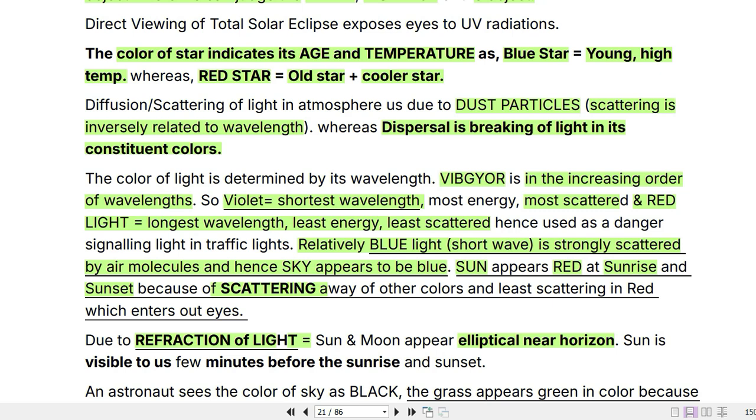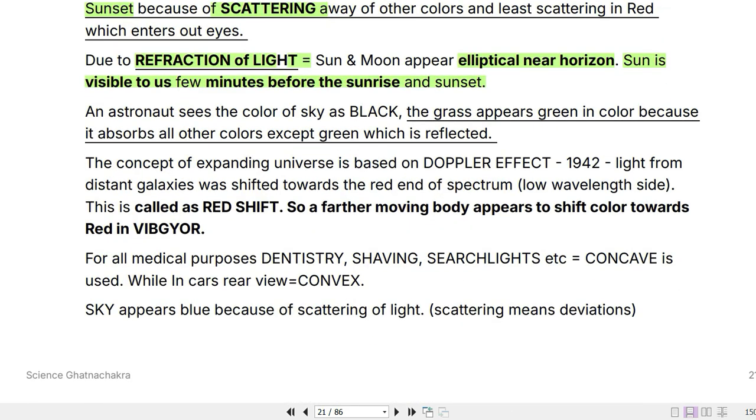Well, the sun appears elliptical near the horizon, so that is due to the refraction of light. The sun is visible to us a few minutes before the sunrise and sunset, that is also due to refraction, okay. So the sun is visible to us a few minutes before the sunrise and sunset. That is due to refraction of light.